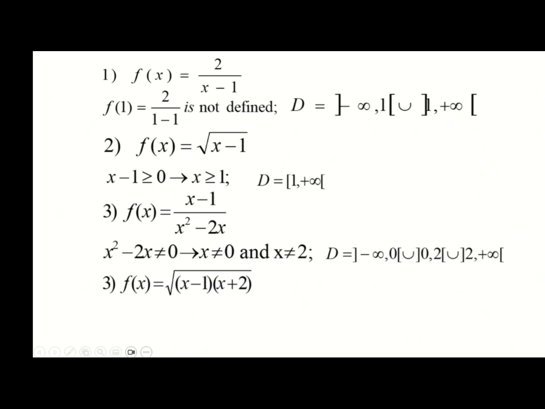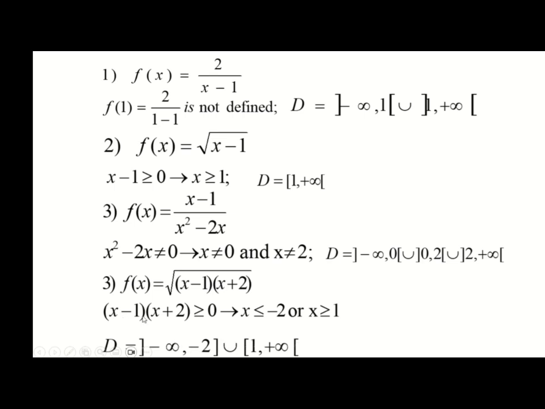F of x equals radical of x minus 1 times x plus 2. In this example, we have a radical. So the quantity under the radical should be greater or equal to 0. X minus 1 times x plus 2 should be greater or equal to 0. This quantity is greater or equal to 0 when x is less or equal to minus 2, or x is greater or equal to 1. And the domain of definition will be from minus infinity to minus 2 included, then from 1 to plus infinity.